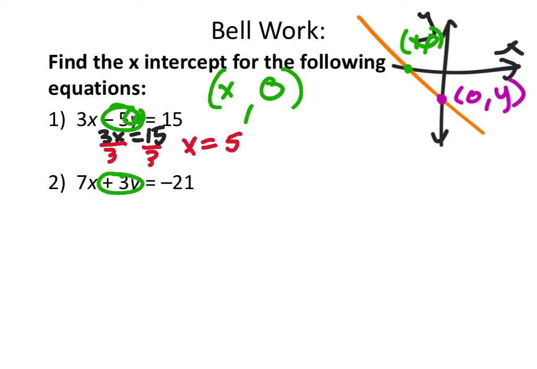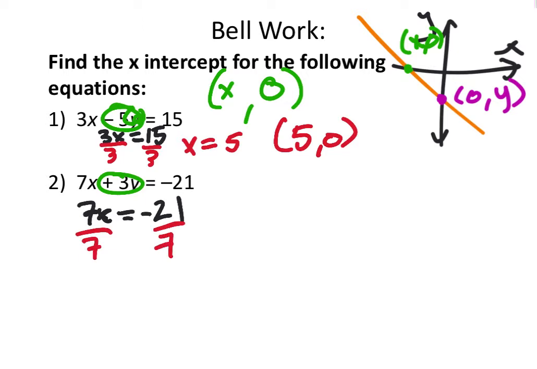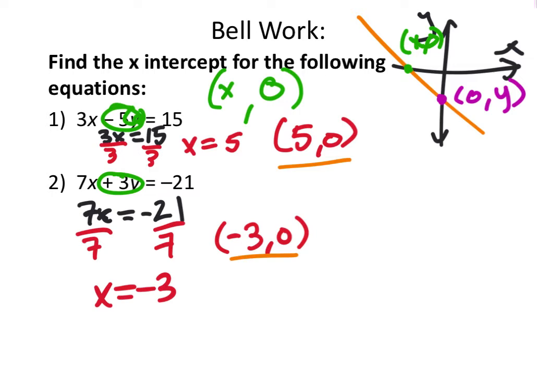Now, we don't just write x as 5, we'd write it as (5, 0) because it is an ordered pair in a graph. So the same thing with number 2, you'd have 7x equals negative 21. So divide both sides by 7, and you get x equals negative 3. But again, negative 3 isn't enough. We need to show it as an ordered pair, (negative 3, 0), like this. So there's our two x-intercepts for these ones.